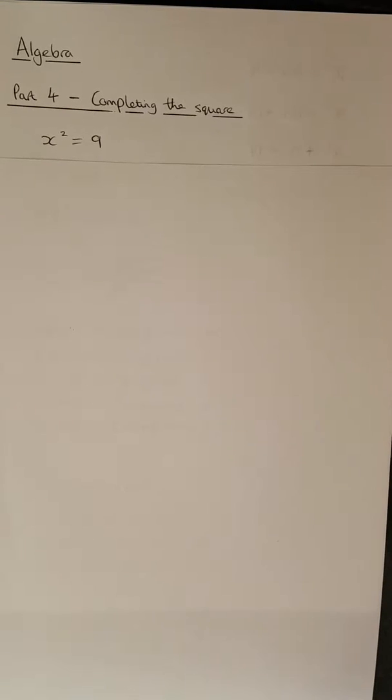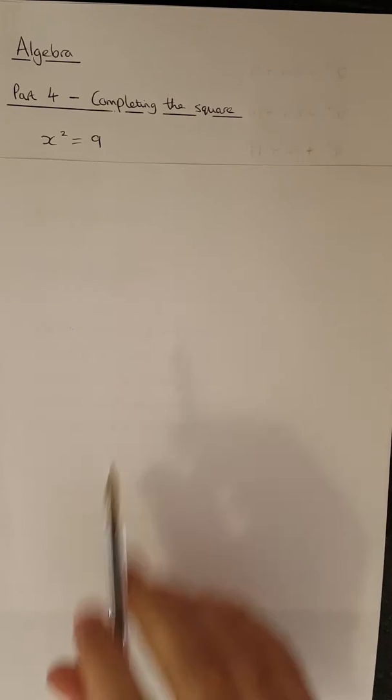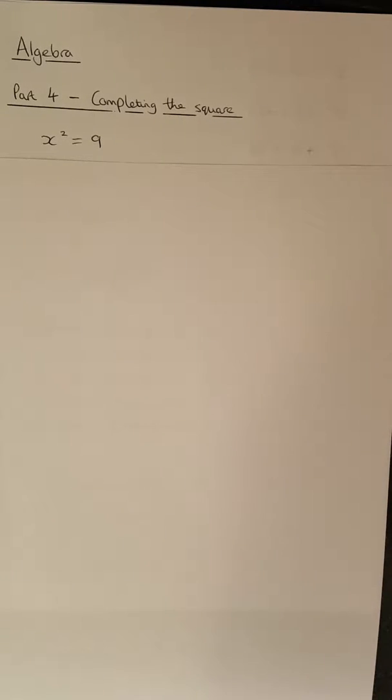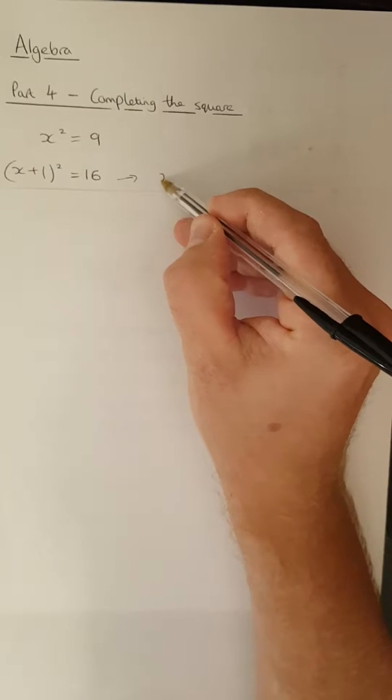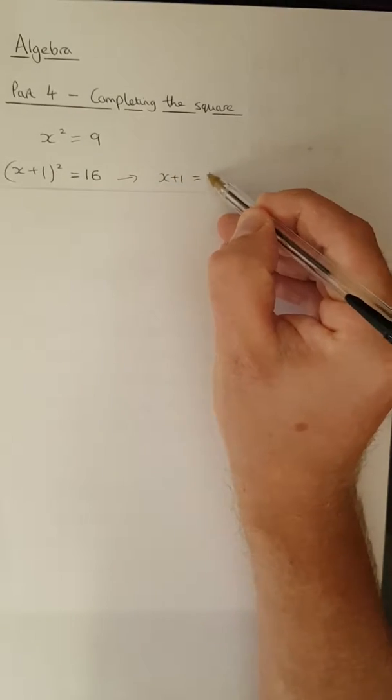So in part 4 we're going to look at completing the square, which if you've been watching these videos you've actually already used. So x squared equals 9. Hopefully you can solve that now and you wouldn't fall for the trap. You'd remember that it has two solutions, so you'd get x equals 3 and minus 3. Hopefully you can apply it to solve this as well, where you'd get x plus 1 equals plus or minus 4.